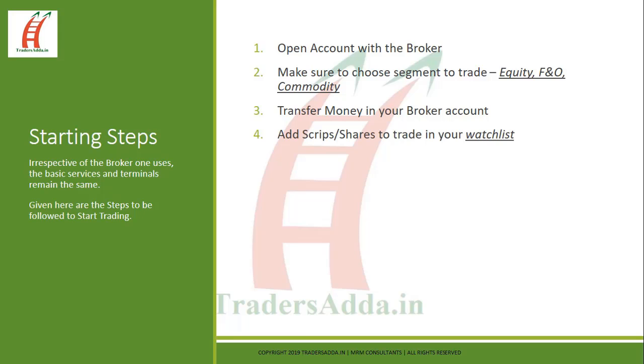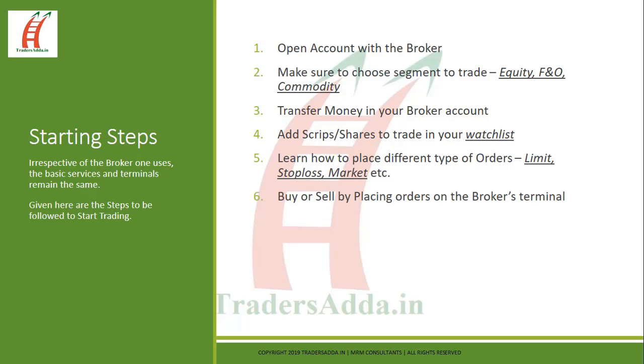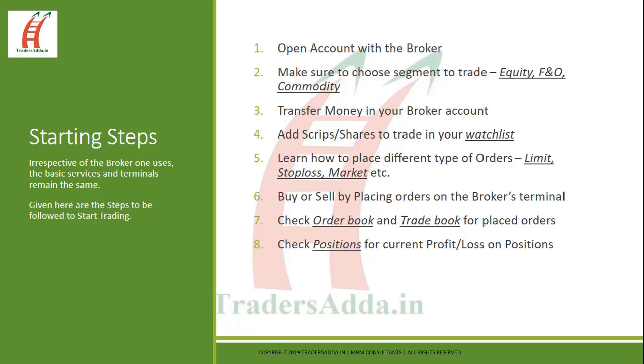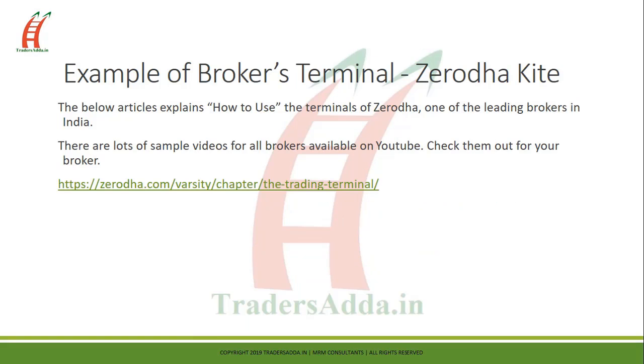Add scripts/shares to trade in your watch list. Learn how to place different types of orders: limit, stop loss, market, etc. Buy or sell by placing orders on the broker's terminal. Check order book and trade book for placed orders. Check positions for current profit/loss on positions. Square off to exit current positions.